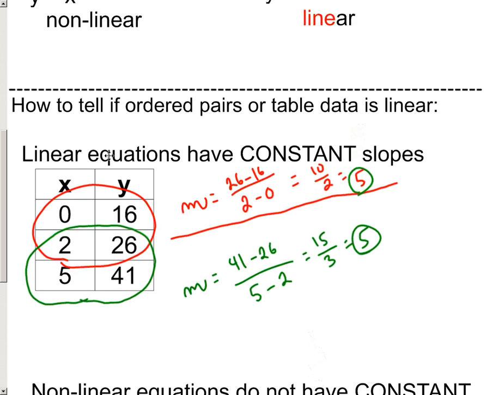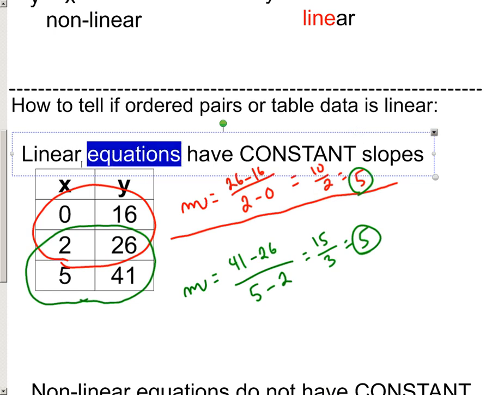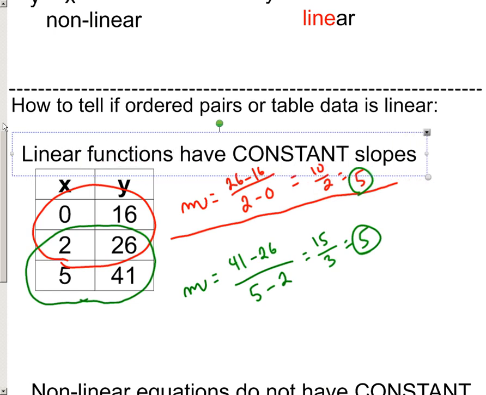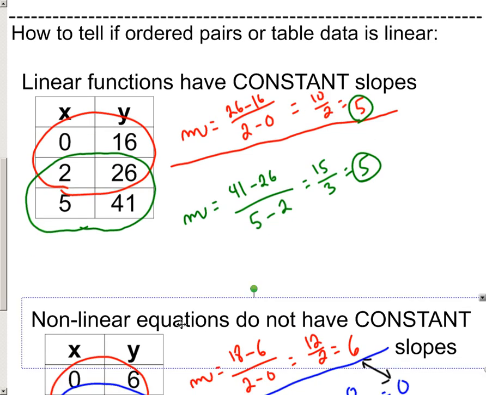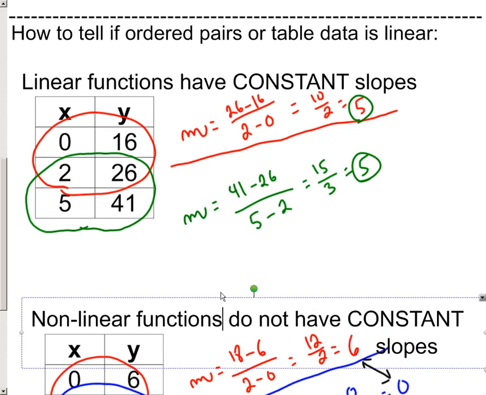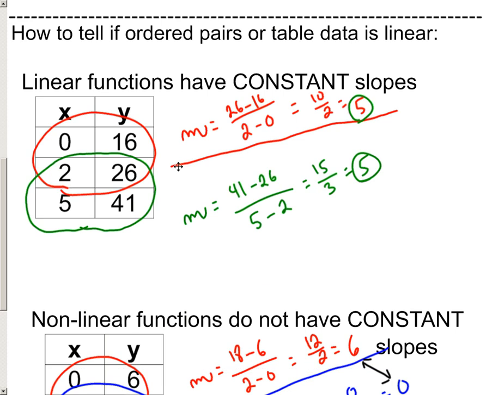Also, another thing to take a look at here, even though I've got this as equations, we can also just change the word equations to functions. I mean, that's not a huge deal. It's pretty much the same thing. All functions have rules. Well, the rules would actually be your equation.